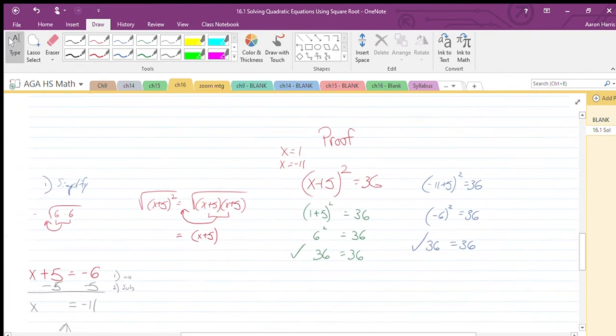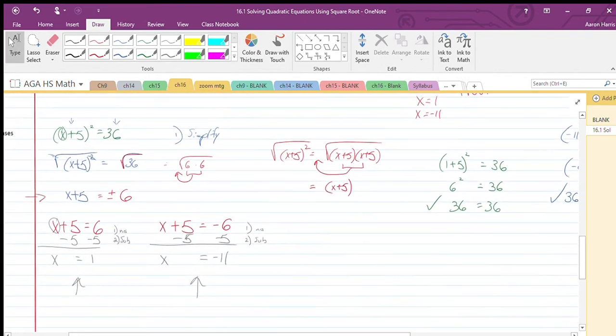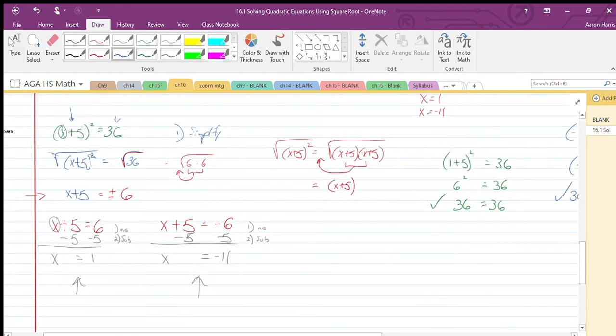All you have to do, just coming back here, we can simplify things. If I see that they are perfect squares, I can take the square root of both sides, simplify it right off the bat, and therefore I get x plus 5 is equal to plus or minus 6. Therefore, I'm going to get 2 answers.